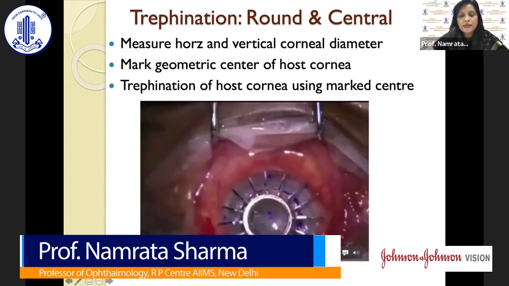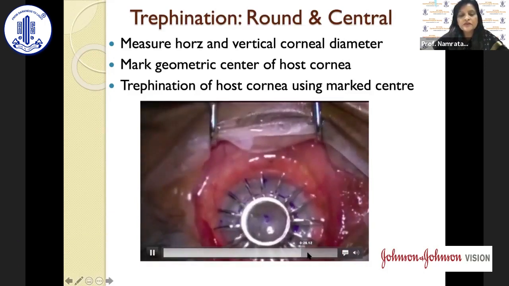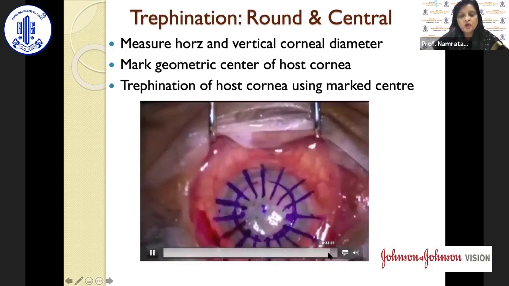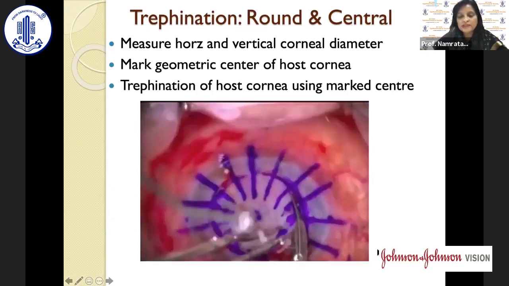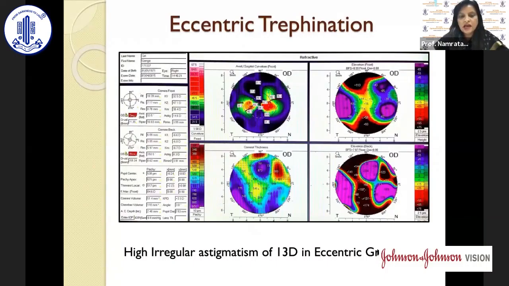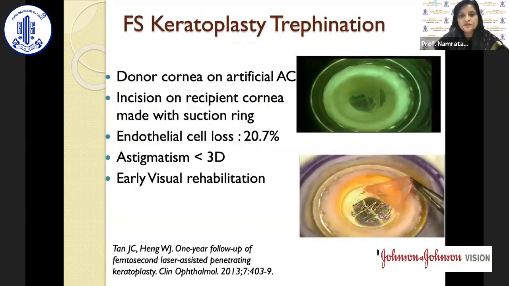And one can even place an RK marker, which is stained with gentian violet, to make an impression of the sutures, which would be placed later on. Then when you have eccentric trephination such as this, it can cause irregular astigmatism, such as in this case, high irregular astigmatism of about 13 diopters because of the eccentric graft. Femtosecond laser does give you a more exact trephination, both in terms of the congruousness as well as the symmetry of the same.